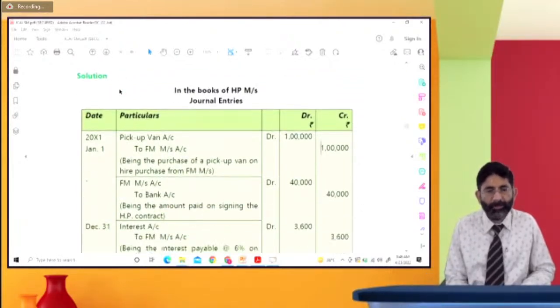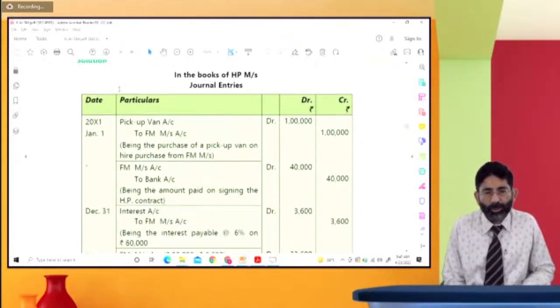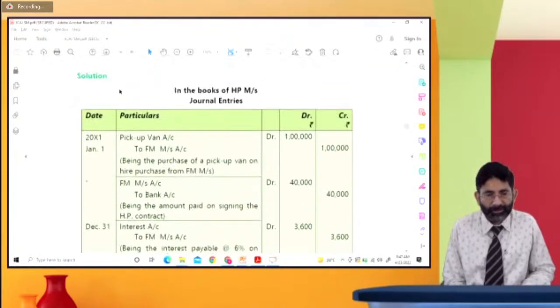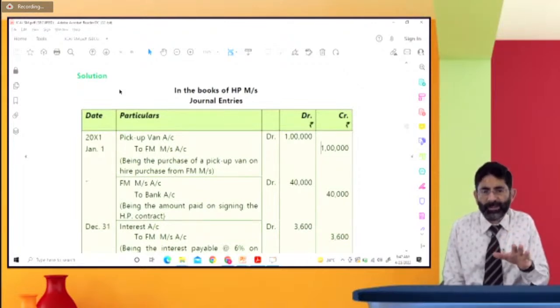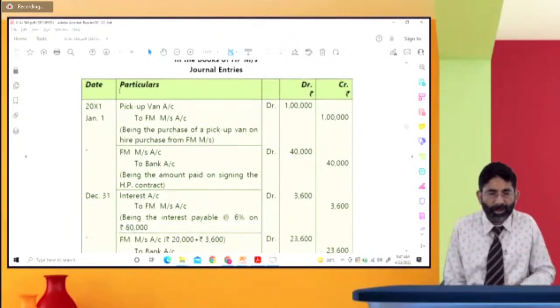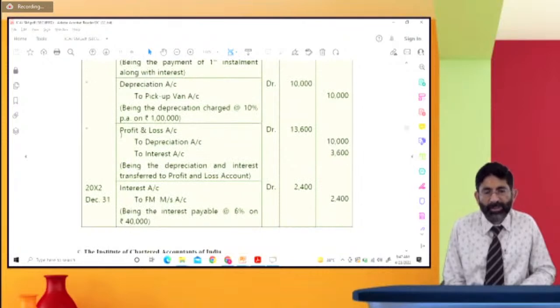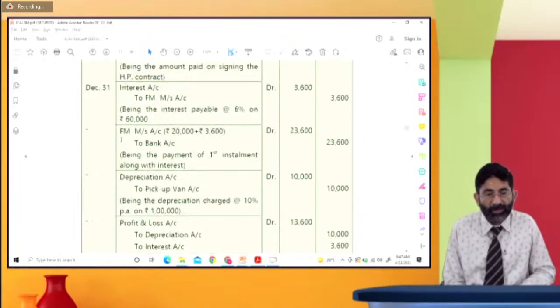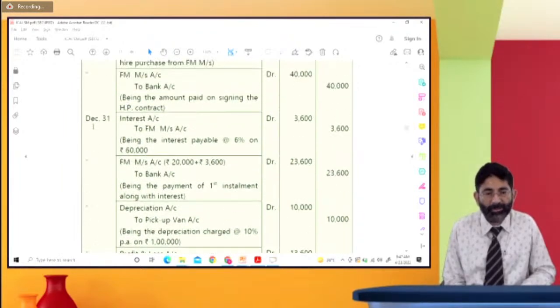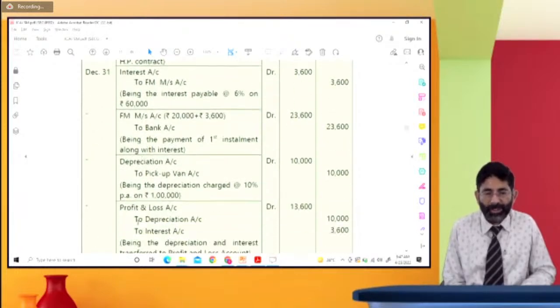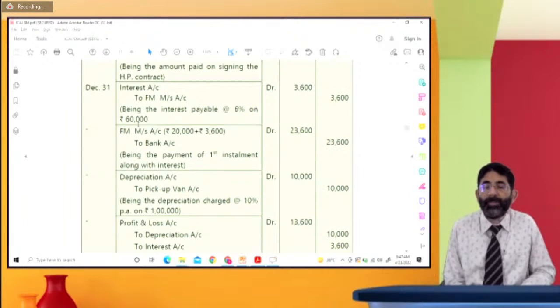Also, you may see in the books of HP journal entries. You may write it in this way: journal entries in the books of HP, Messrs HP. This is written wrongly, but you have to take it as it is because this is given in the question in the same way. So these entries we have already done. This is the entry which has been left, profit or loss account debit to depreciation to interest. Then from the next year, you have to pass only the entries of interest, payment of installment and depreciation, and writing off of the depreciation. So these four entries will repeat in the next year.